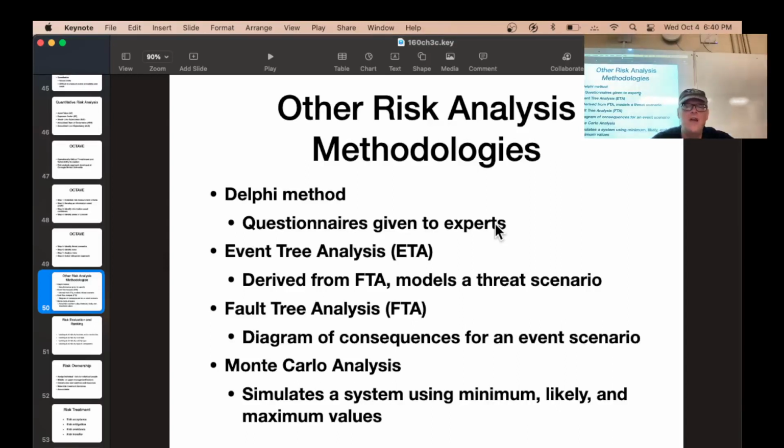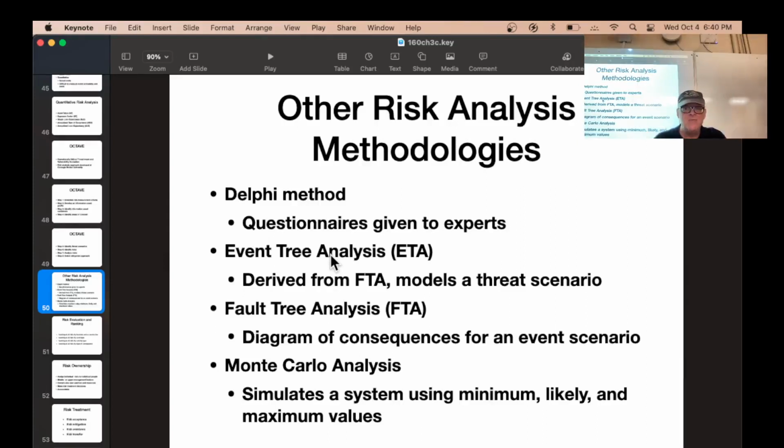I see a lot of news articles about this where they do surveys of CIOs saying how many of you expect to get hacked this year or got hacked last year or feel like you need to invest more in your security team, that sort of thing. You can do an event tree analysis derived from the fault tree analysis. You diagram the consequences for an event scenario, and then you can derive this as an event tree where a series of events happen.